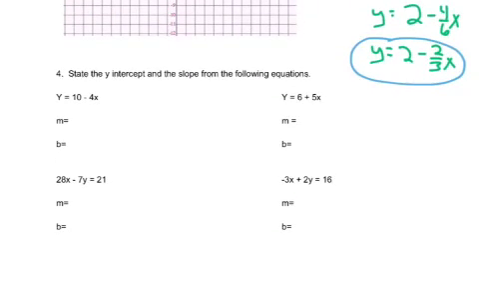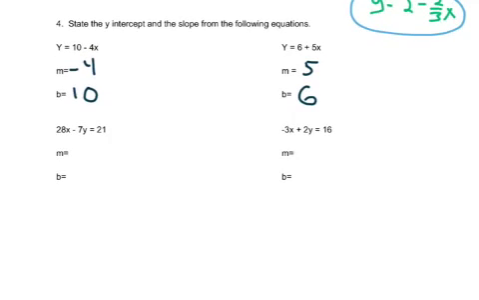So here we're just stating our slopes and our y-intercept. My slope in this case is -4. It was the number glued to my x. 10 was my y-intercept. Over here, the number that's glued to my x would be 5, and my y-intercept is 6. Down here, they are not in slope-intercept form, so that's what we have to do first.